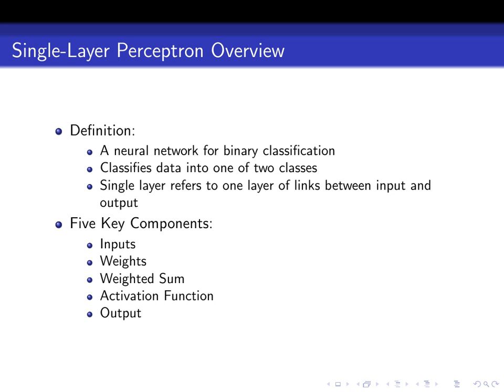A single-layer perceptron is a neural network designed for binary classification tasks. It classifies data into one of two classes using a single layer of connections between input and output. The 5 key components of a perceptron are inputs, weights, the weighted sum, the activation function, and the final output.